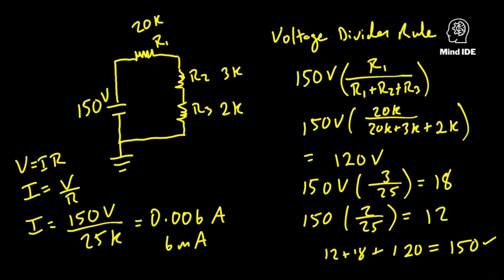And what else do we need? Well, we could do the power again, the power in each. So power in R1, we know the voltage drop, that's 120. We know the amps, 0.006. So 120 times 0.006 is going to be 0.72. That's 0.72 watts, or 720 milliwatts.